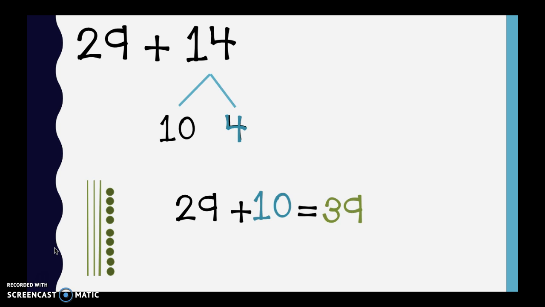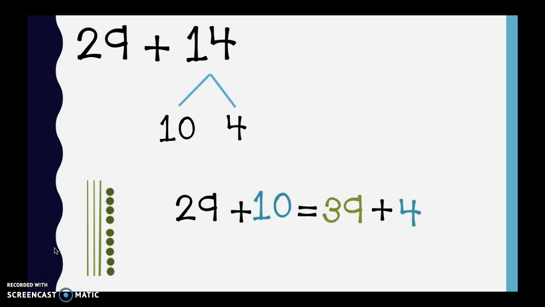This is where it's going to look a little bit different than last time. I'm going to just add right onto the answer. I'm not even going to write a new number sentence. I said 29 plus 10 equals 39, and since I'm adding on to that 39, I'm just going to say plus the other part of the 14, which is 4.